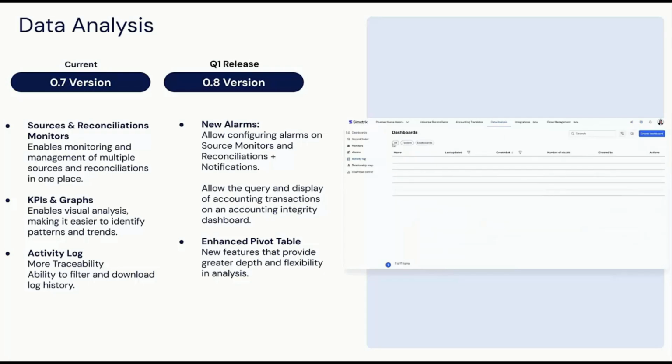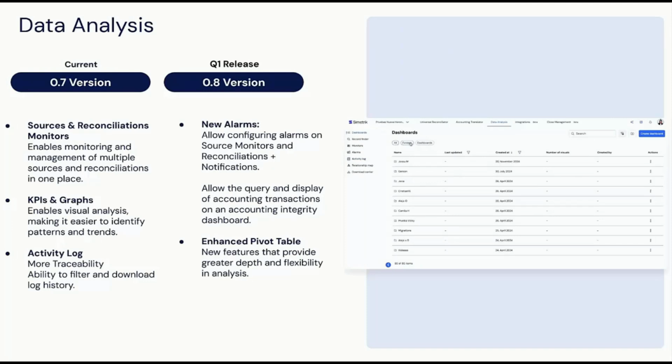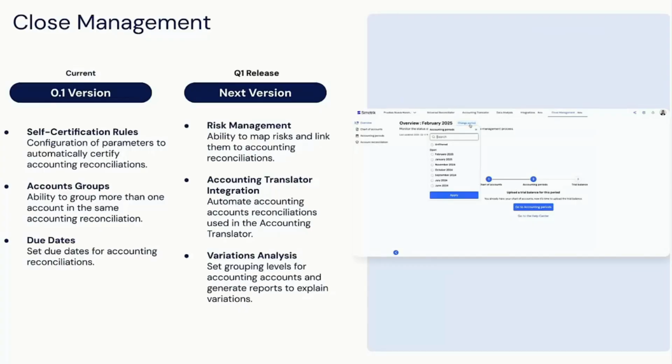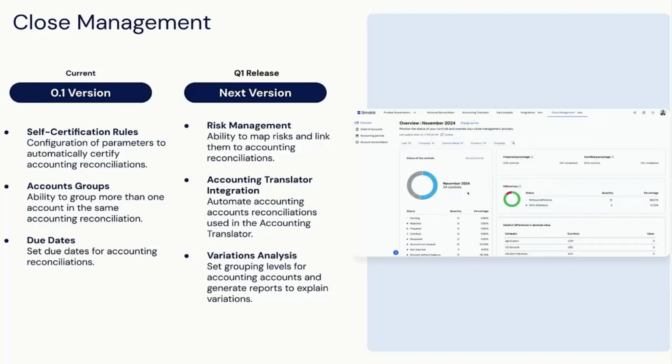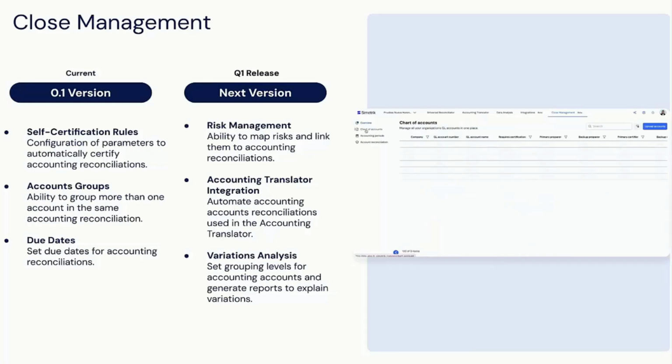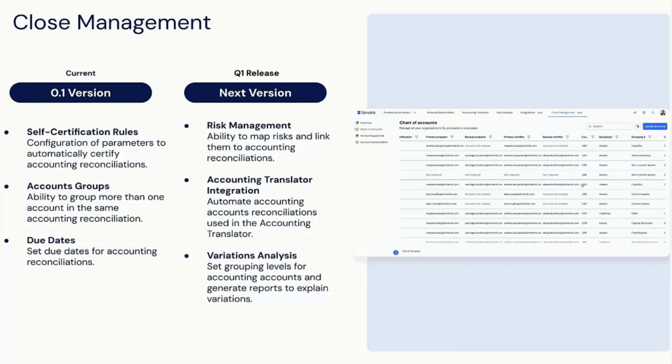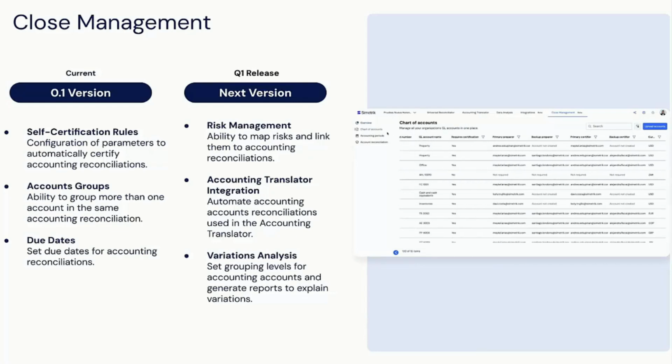All right, let's move on. Now, this module is new. It was released last quarter, the final quarter of 2024. It's our module for closing accounting periods in FinOps teams, representing Simetrik's aim to cover the entire FinOps process. Currently, in the closure management module, we can create certification rules. We can set parameters to verify that accounting reconciliations, balance sheets, and totals are correct.